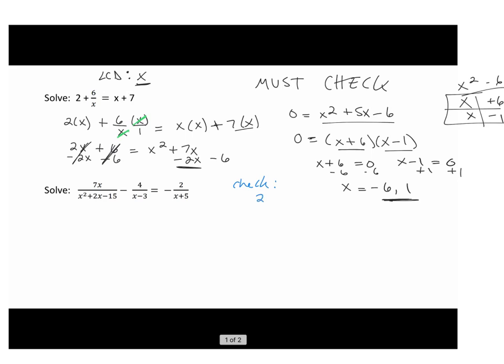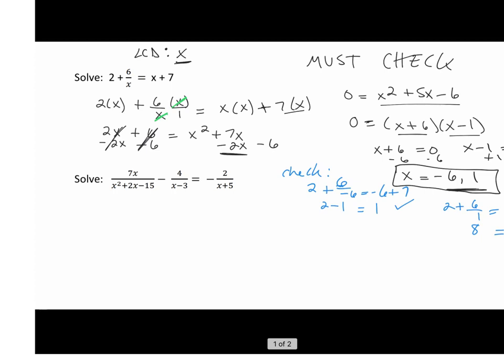If we were to use a negative 6, so 6 divided by negative 6 and negative 6 plus 7. So that's going to be a negative 1, and that's going to be a positive 1, and 2 minus 1 equals 1. That's right. So the negative 6 is good. Let's check the 1. So 2 plus 6 equals 1 plus 7. That is also true. So that tells us these are both proper solutions to this equation. They do check out, and they don't make any part of the equation undefined. So be careful with rational equations that way.